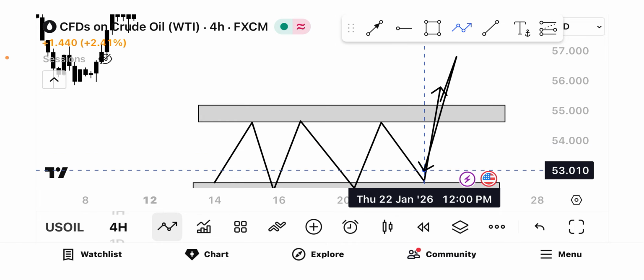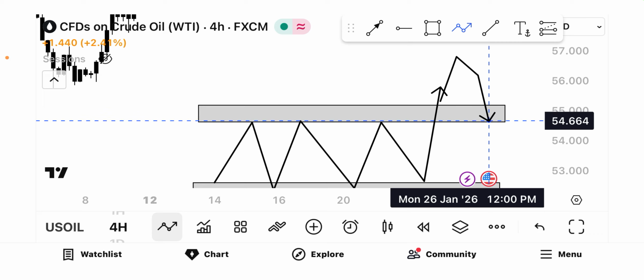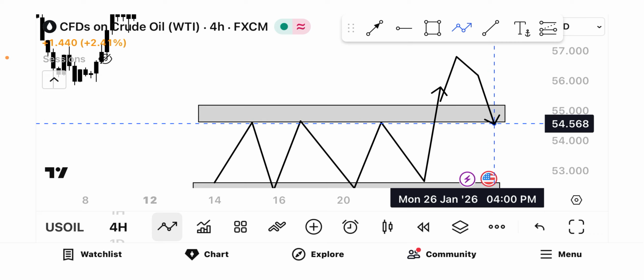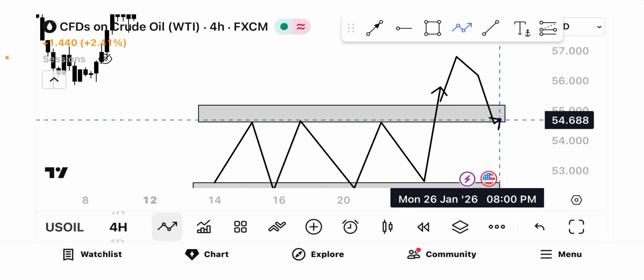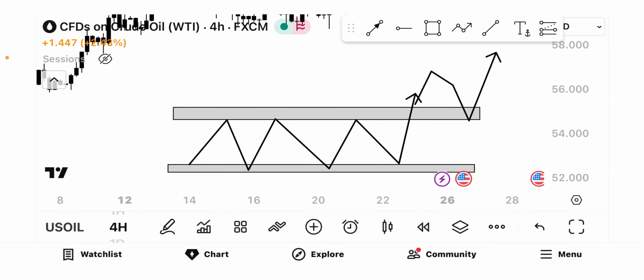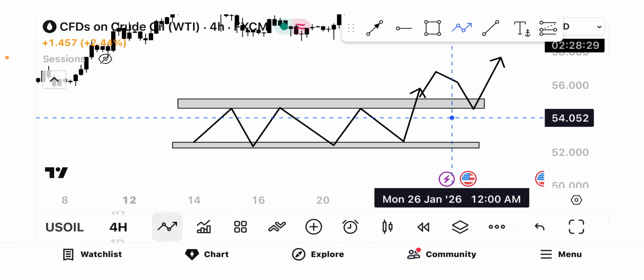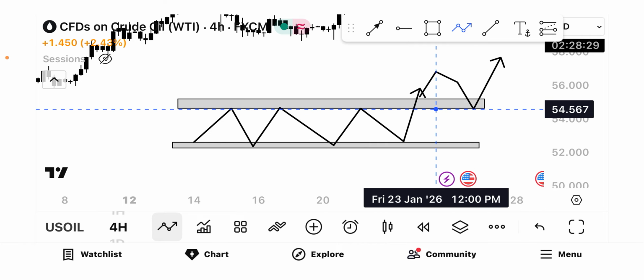The breaking out of the box is your indication, and the coming back into the box is your correction. Now when price comes back into the correction point, it's looking to continue that upward move. It's looking to continue what it has done before. And this is where you place your entry. You place your entry right around here. You set your stop loss right around here, and then you take your profit right around here as well.